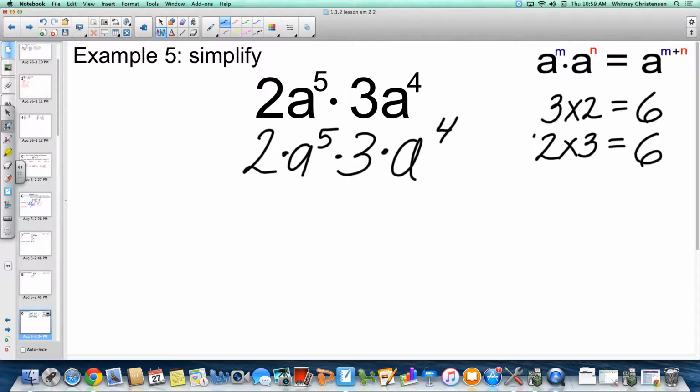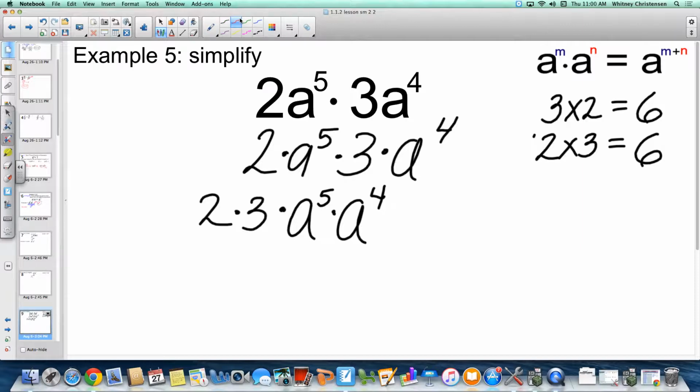So let's reorder this. What I'm going to do, guys, is put the numbers by each other. So 2 times 3. I'm going to put the like bases by each other. So times a to the 5th times a to the 4th. Does everybody see how it's the same thing, different order? That's all good. Now let's go ahead and simplify.